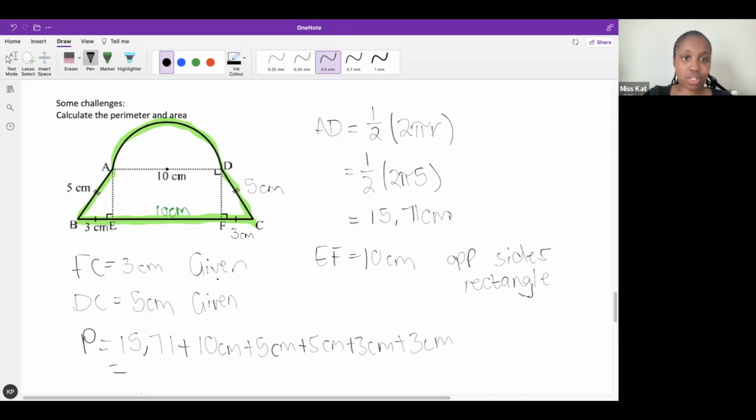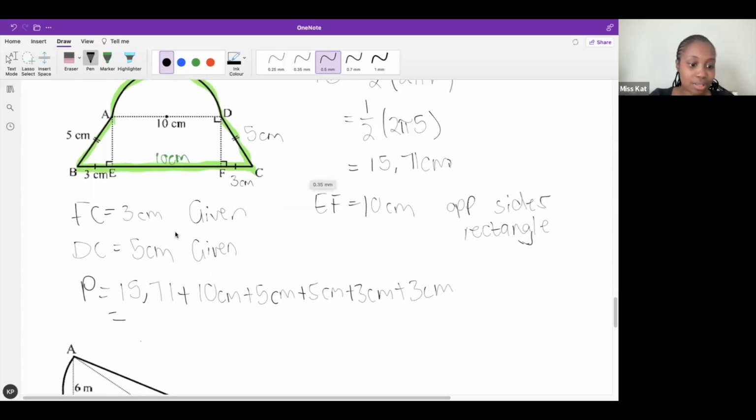Let's hear. What did we get for our perimeter? 15, this is 25, 35, 38, 41. Thank you, Tando. 41 centimeters is our perimeter. I know I might have lost a few of us there. Are we still there? Are you guys still okay?